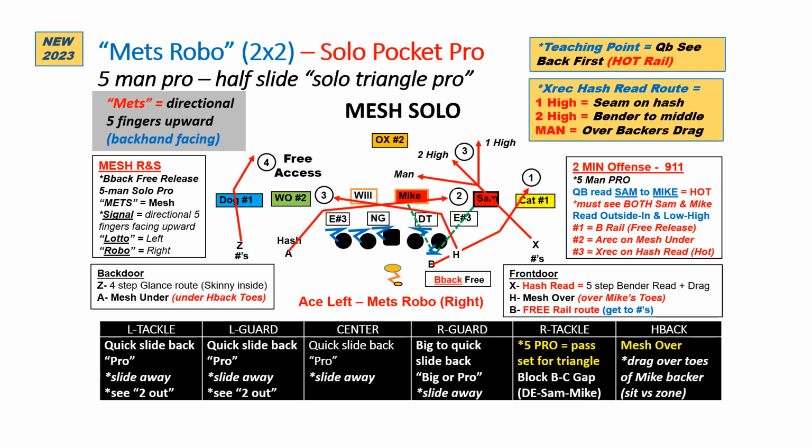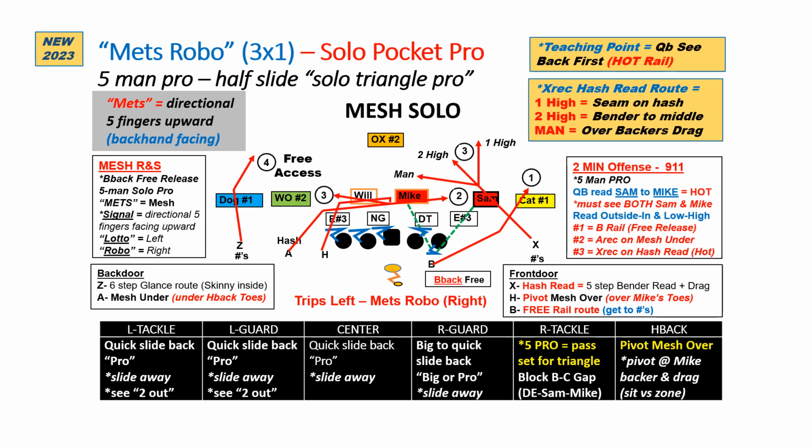Again, I prefer to do this as a 5-man pro with a free release by the back, and then we simply reverse our thinking. We're still going to read the same Sam and Mike, but now the back is going to free release. If we feel we have pressure or man, then we can just hit the back up on the numbers down the sideline. Otherwise, then we go right to the A again as our second choice, and now we go to the X on the hash read third. So we just reverse our progression. Same routes by everyone else.